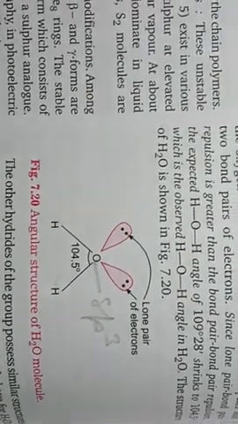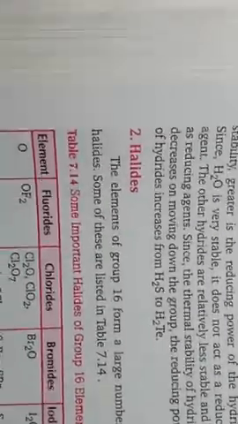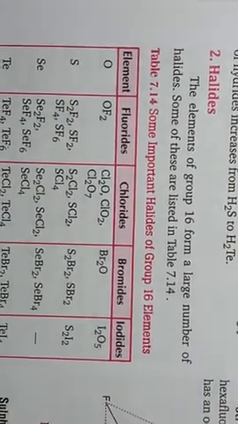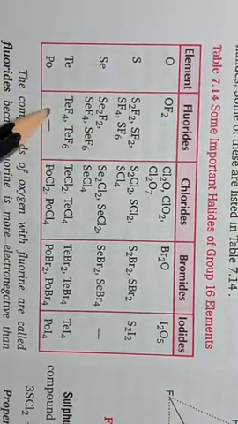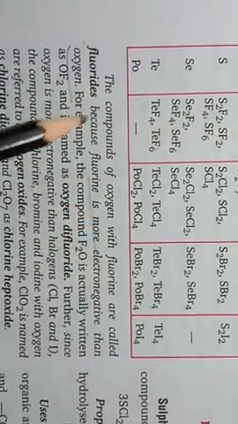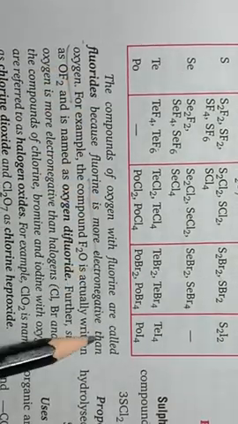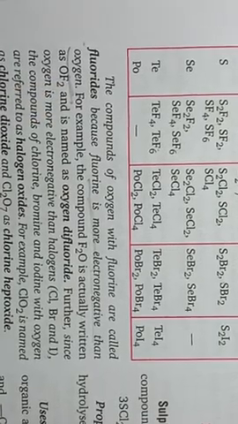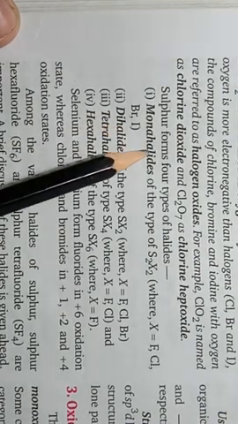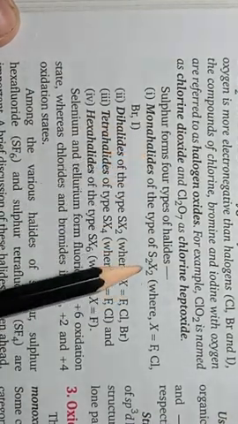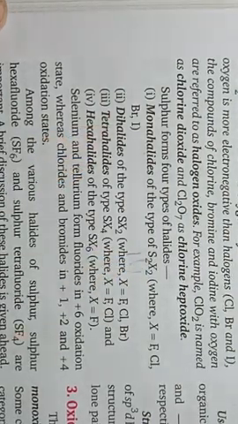The next compounds are halides. In these compounds, different elements of group number 16 form different types of halides. The compounds of oxygen with fluorine are called fluorides because fluorine is more electronegative than oxygen. Sulfur forms four different types of halides: monohalides with 1:1 ratio, dihalides, tetrahalides and hexahalides.